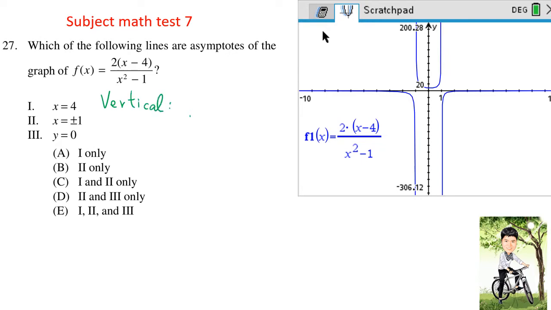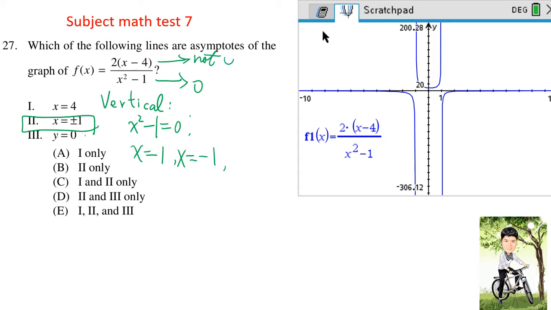asymptote, we make the denominator equal 0. When x squared minus 1 equals 0, x equals positive 1 or negative 1. Therefore, choose option 2 as the vertical asymptote, because when x squared minus 1 approaches 0, the numerator approaches non-zero. Therefore, the fraction approaches positive infinity or negative infinity.